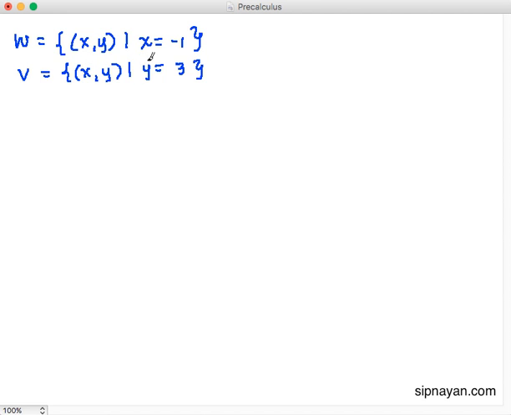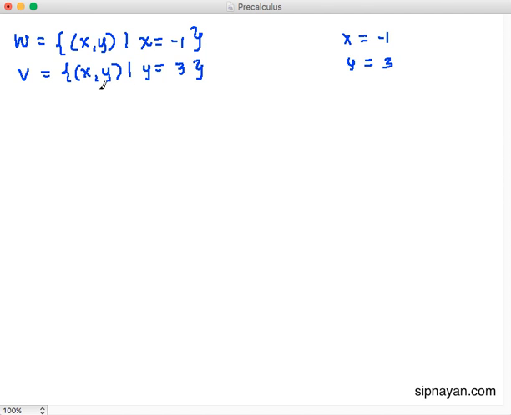In the previous post, we discussed these two sets: the set of ordered pairs (x, y) such that x is equal to -1, and the set V, which is the set of ordered pairs (x, y) such that y is equal to 3. Now, the notation we are used to in junior high school and high school is to simply say x equals -1 and y equals 3. This notation is more complete, because here we know it is an ordered pair.